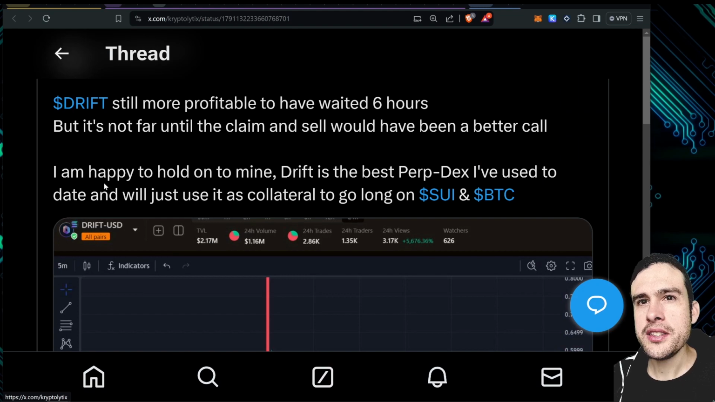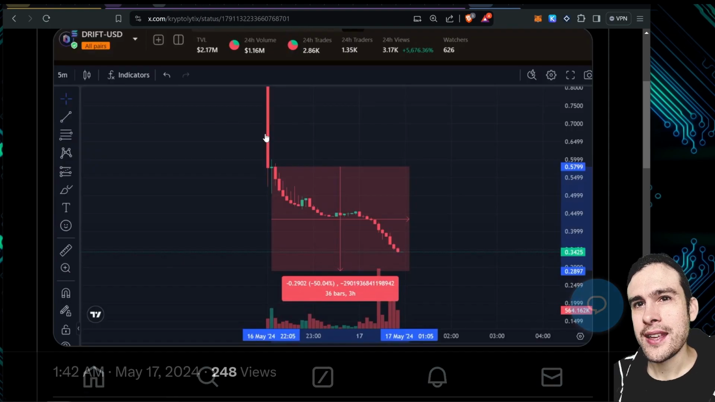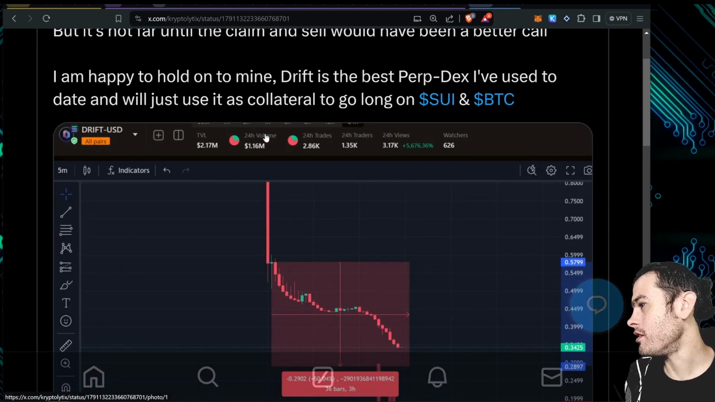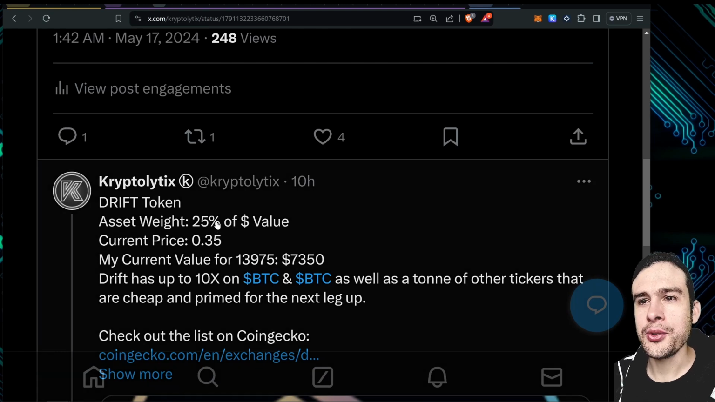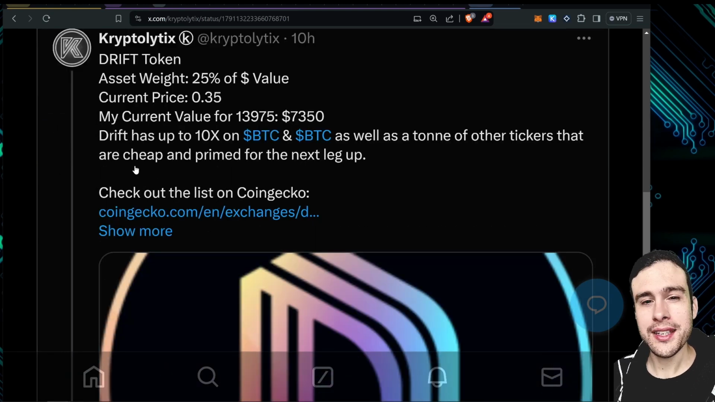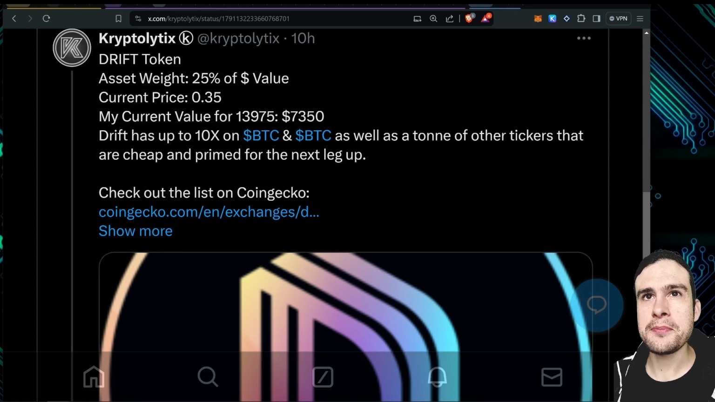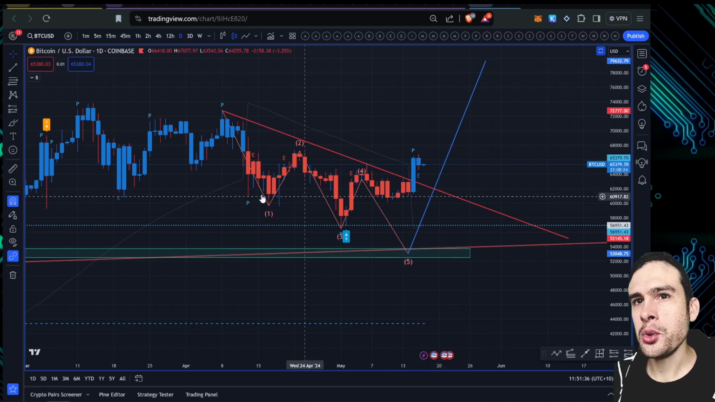But anyway, personally, I'm happy to hold on to mine, as I feel that Drift is the best perp dex that I've ever used. And I'm going to use it as collateral to go long on SUI and Bitcoin, which I did. I actually started scaling into a SUI long and a Bitcoin long, a rather large Bitcoin long for me, to be honest. And I'll be scaling into that one on any pullbacks that we get. I'm already in it and I'm up because it caught a wick, but I don't expect that to be in the positive. But hopefully it will be after we finish our little pullback, because after such a big price spike like this, it's natural for us to cool off a little, right?